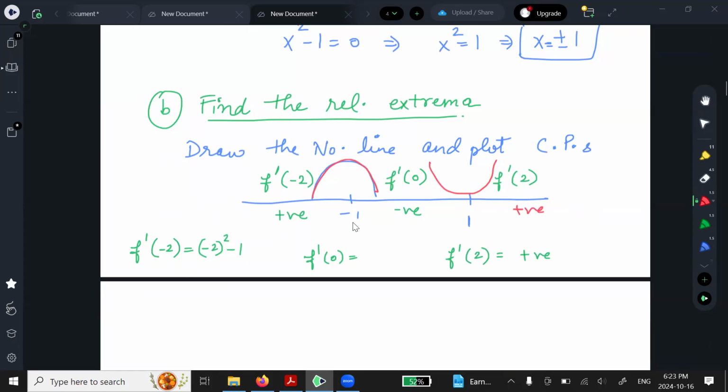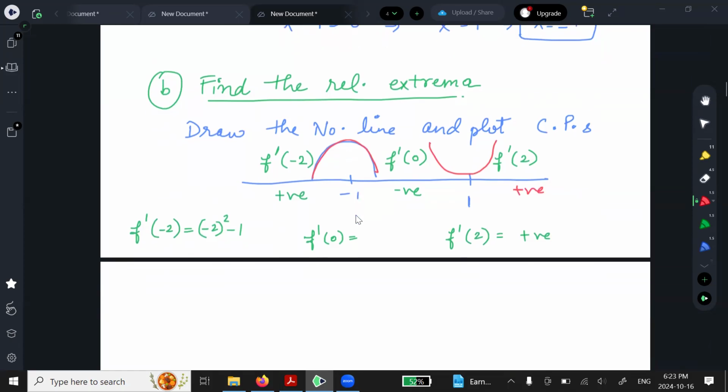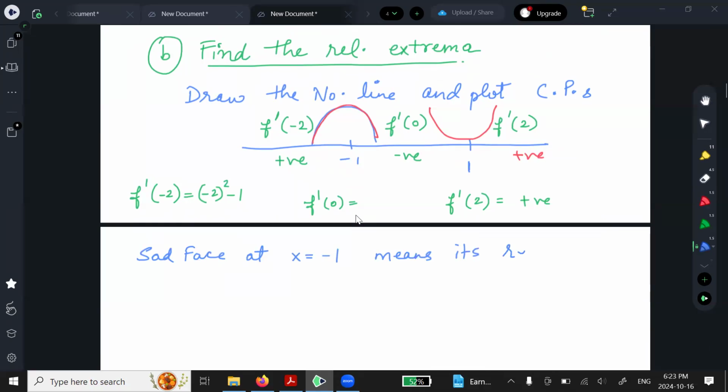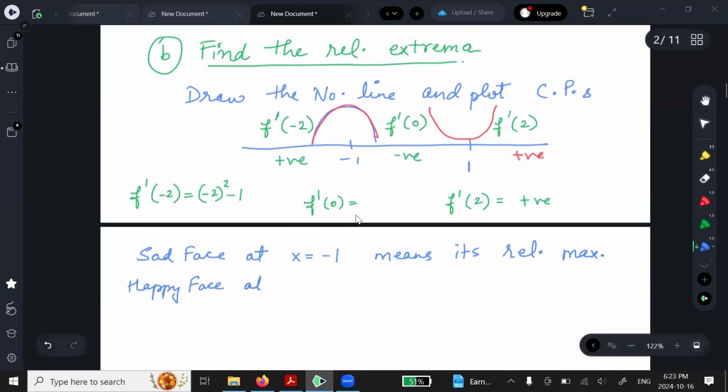If I have a happy face at -1, I have a sad face. What does that mean? Sad face at x equals -1 means it's a relative maximum. I mean, memorize this. There's nothing else I can say. Happy face at this critical point. We only care about the critical points, right? Means it's a relative minimum.